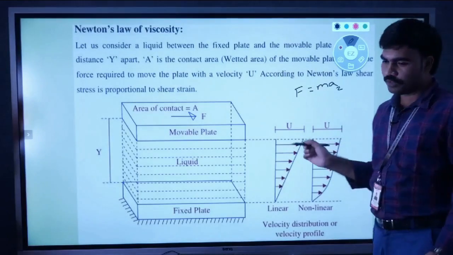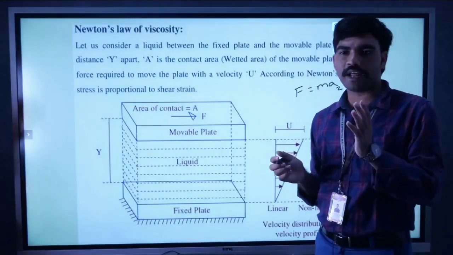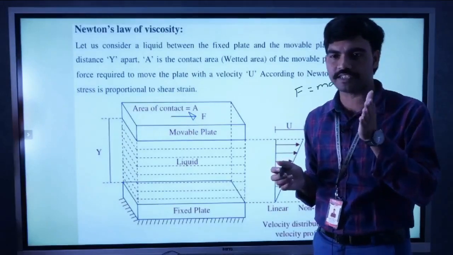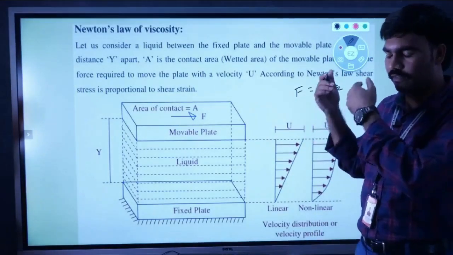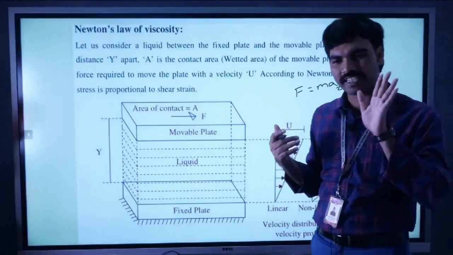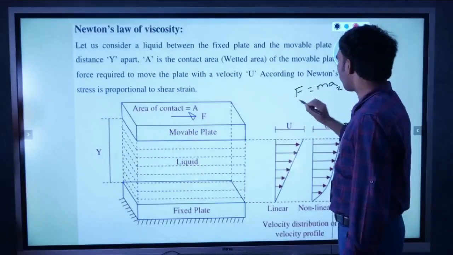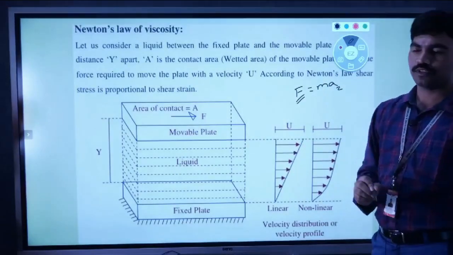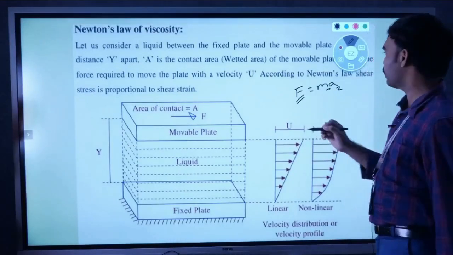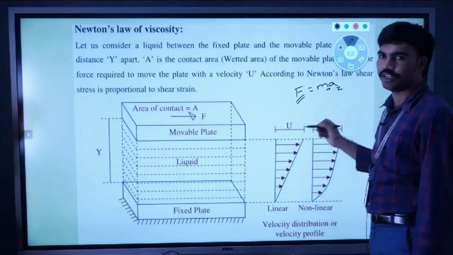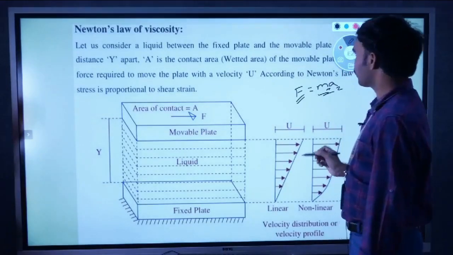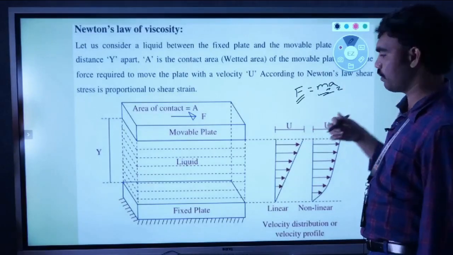It indicates that unless you apply an external force, the body will stay in the same motion. It will continue its motion. When a particle is moving with some velocity, it will keep moving with the same velocity until you apply an external force. That is F equals ma: the force acting on the body equals the mass of the body times its acceleration. This is Newton's second law of motion, which we use to derive many equations in fluid mechanics.